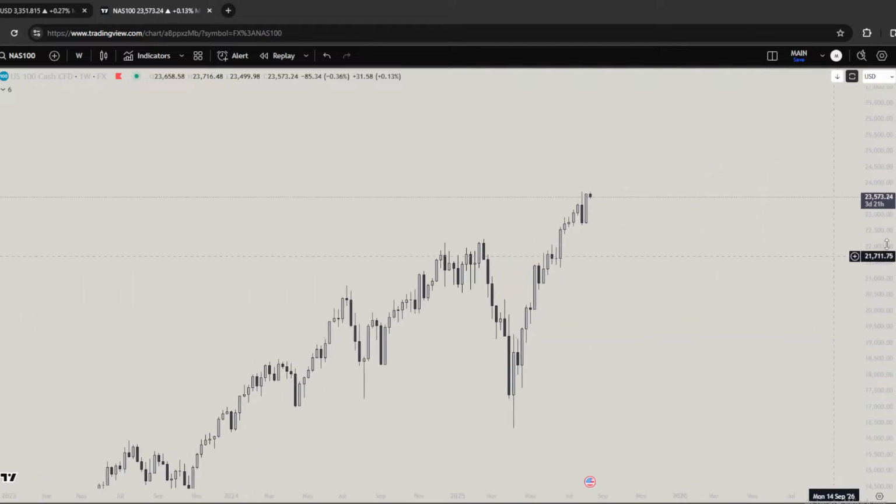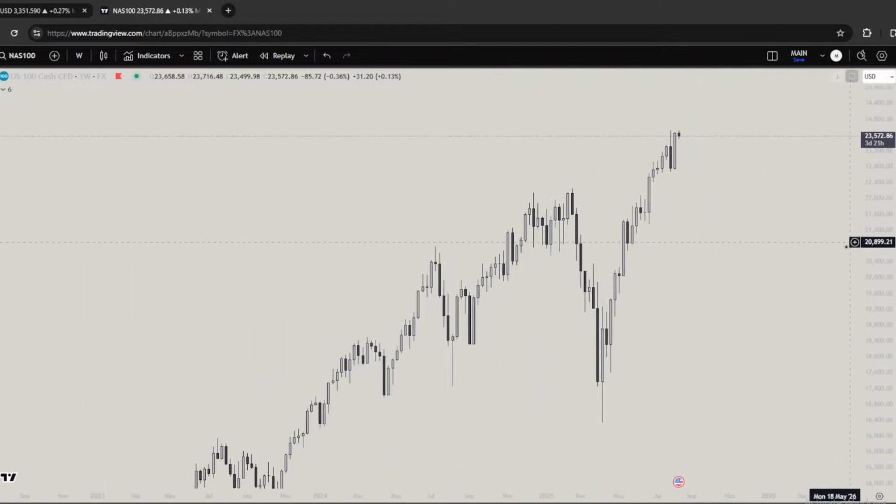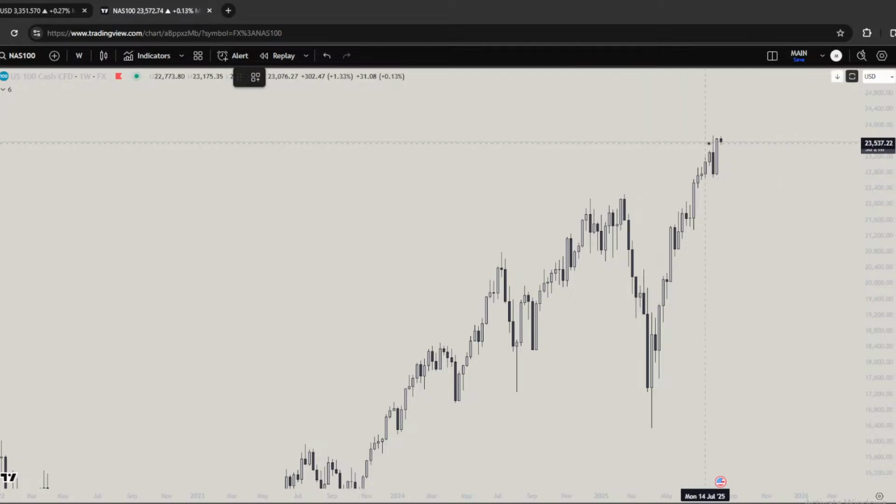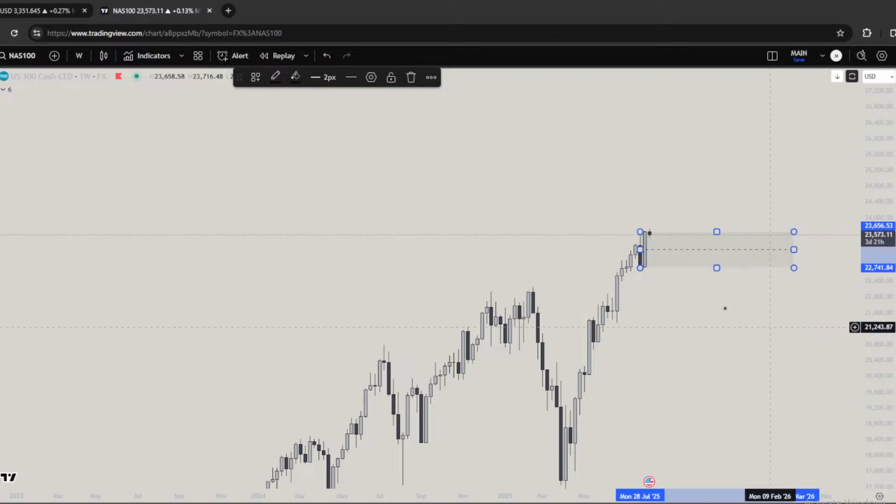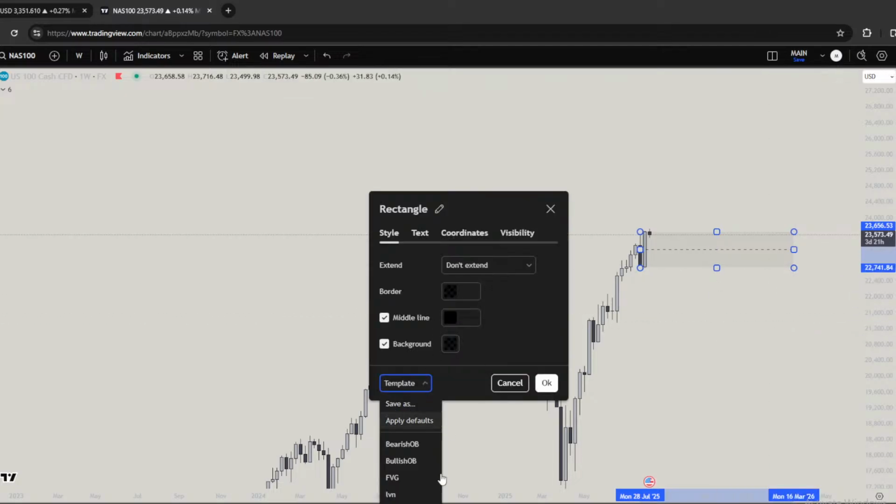I haven't marked the higher time frame in a minute, so I'm gonna do a top down analysis because I haven't done one since I've been gone. So I'm just gonna do a full top down analysis and just go from there.